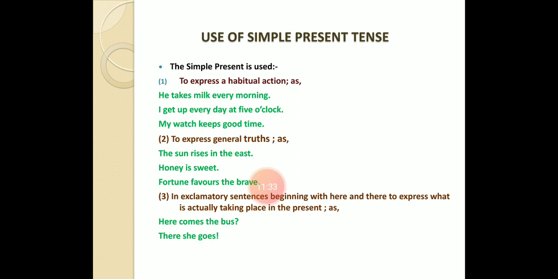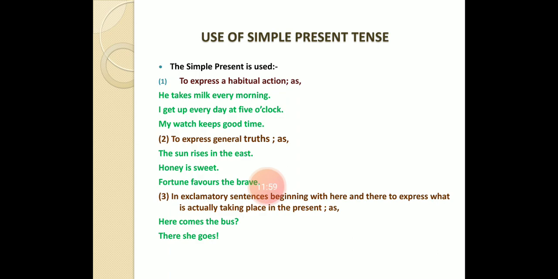Next, second part of the rules: to express general truth. The sun rises in the east. This is the general truth. And you can say, give another example, honey is sweet. Fortune favors the brave. It shows the general truth.